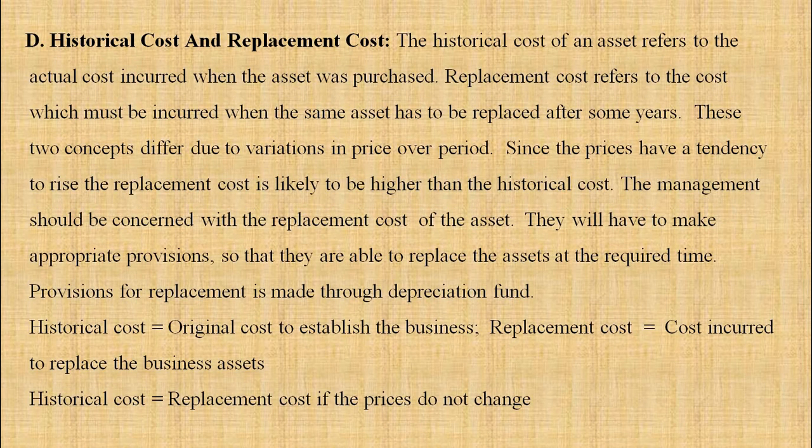Next, historical cost and replacement cost. The historical cost of an asset refers to the actual cost incurred when the asset was purchased. Replacement cost refers to the cost which must be incurred when the same asset has to be replaced after some years. These two concepts differ due to variations in price over a period.